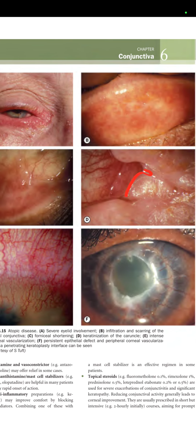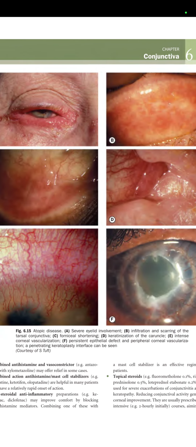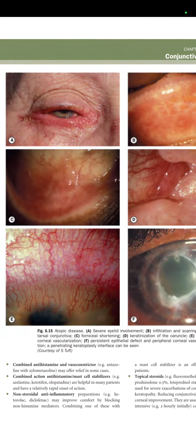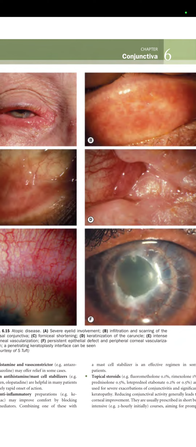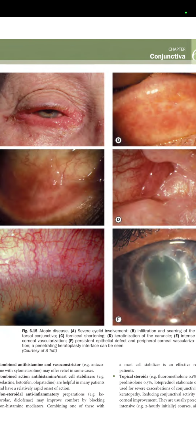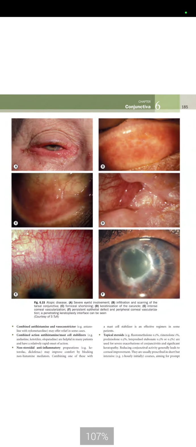So this is a caruncle that has been keratinized. E is showing intense corneal vascularization. F is showing the persistent epithelial defect and peripheral corneal vascularization. A penetrating keratoplasty interface can be seen.